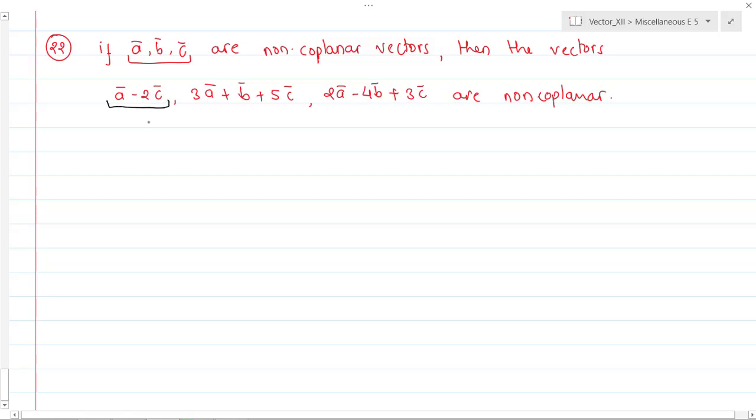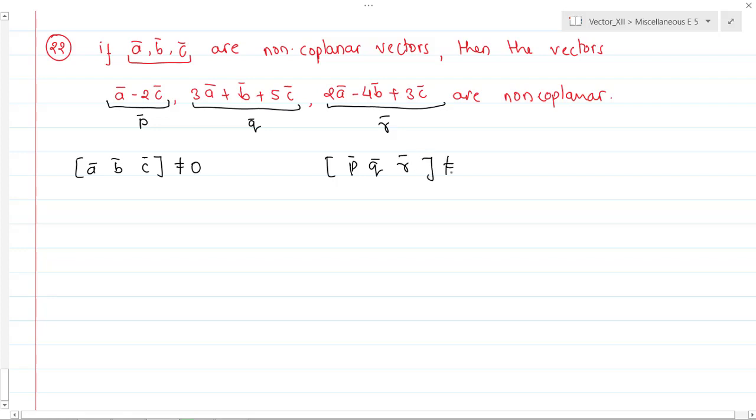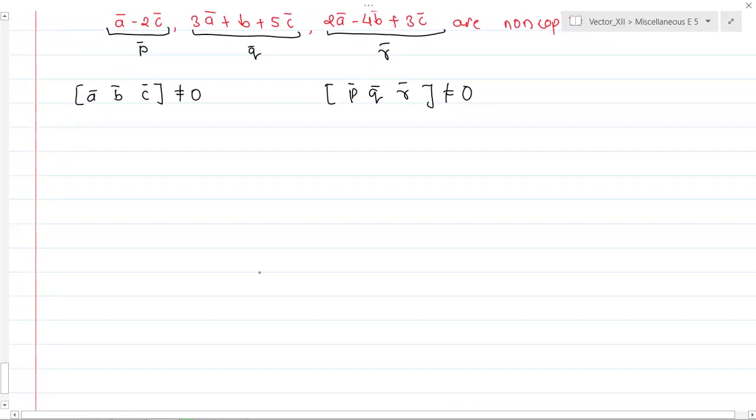So let's name these vectors as P bar, Q bar, and R bar. What is given is the box product of A, B, C is not equal to 0. What we have to show is the box product of P, Q, R is also not equal to 0, because it is also non-coplanar. So we will follow the same method here. P bar dot Q bar cross R bar.